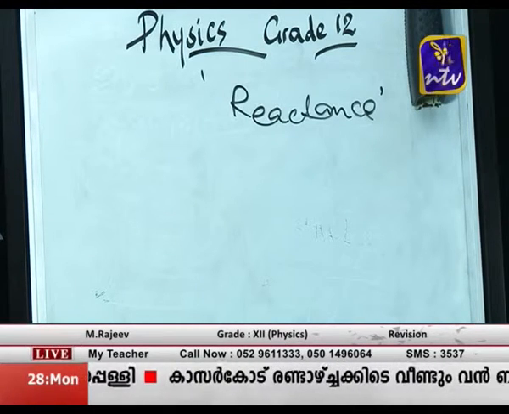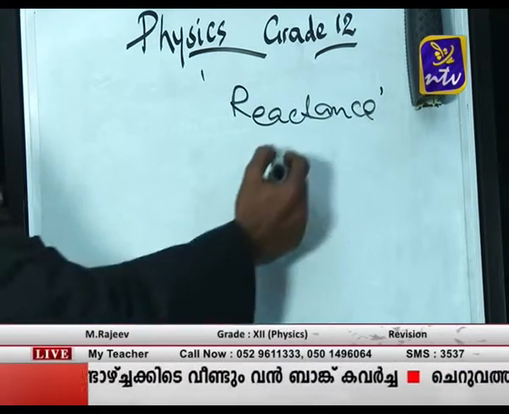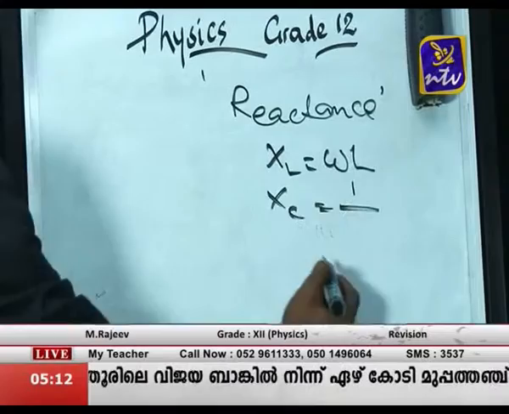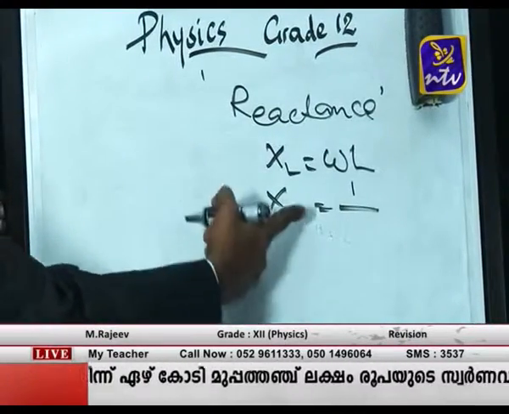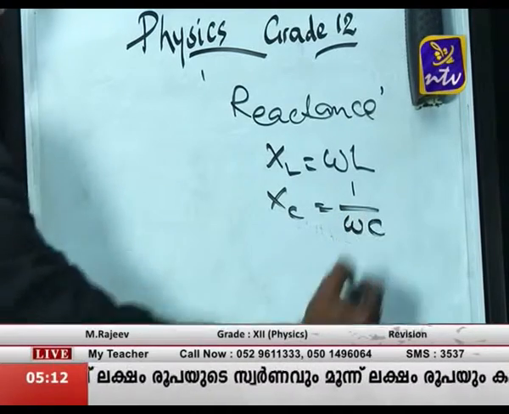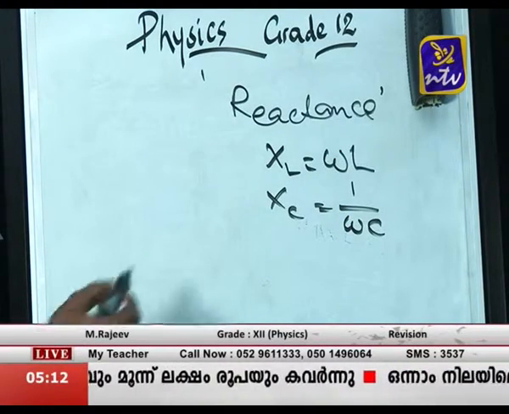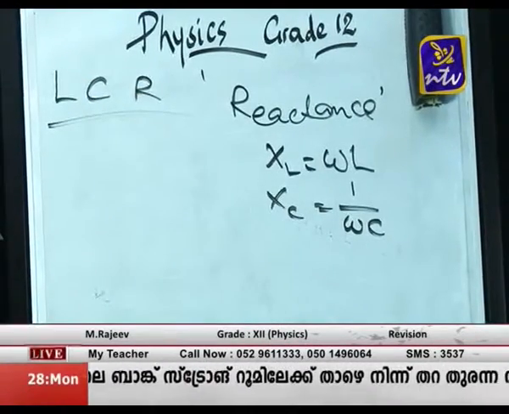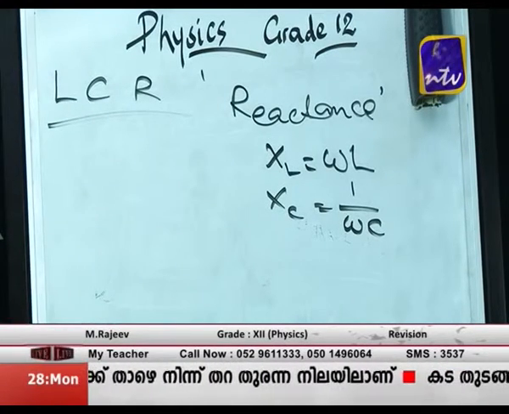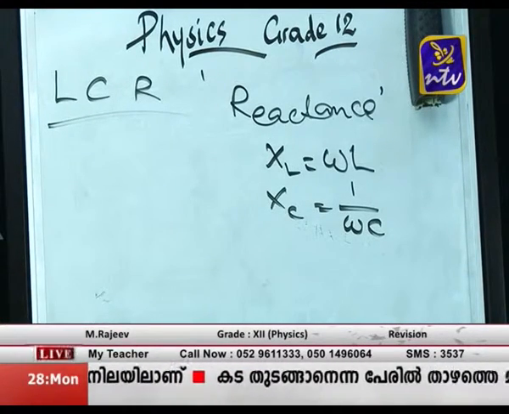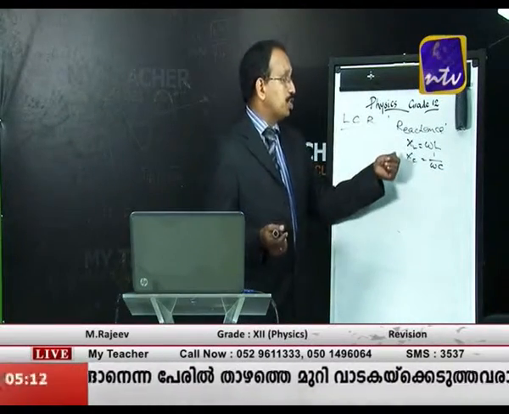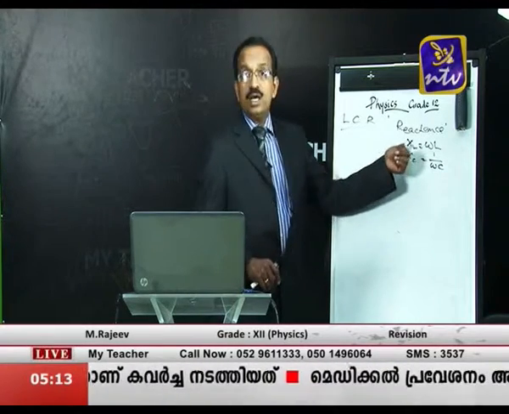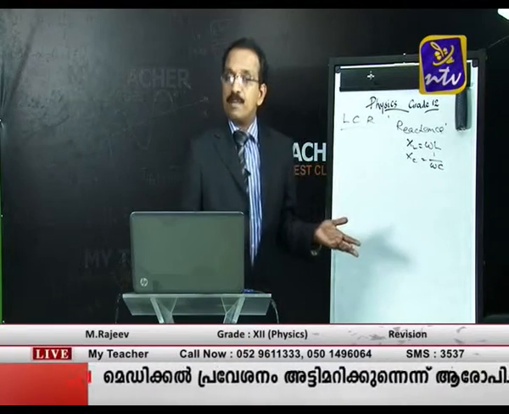Reactance is what is offered by inductor and capacitor. So inductive reactance is what? XL is equal to omega L. An inductor offers a reactance, an opposition, given by omega L, and capacitive reactance XC is 1 by omega C. Now suppose we have an LCR circuit, inductor, capacitor, resistor, all three are there. Then it will have opposition offered by all the three components, right? The inductor is opposing, that is reactance, the capacitor is opposing, that is also reactance, and the resistor is opposing, that is resistance, right?